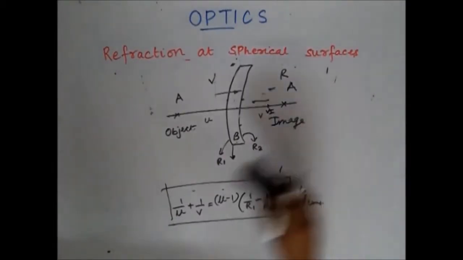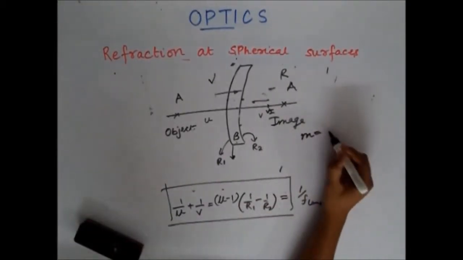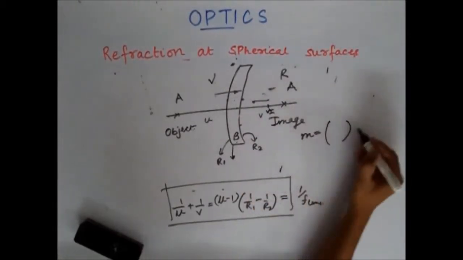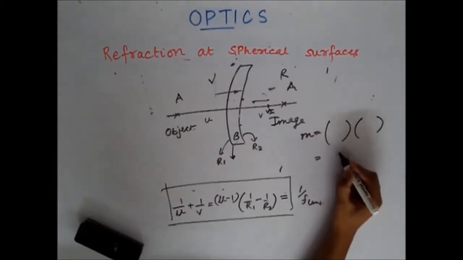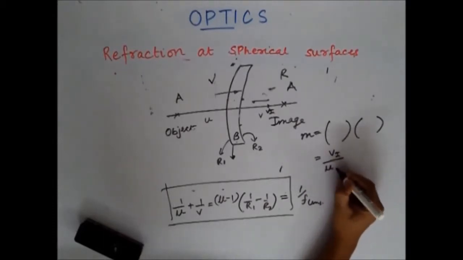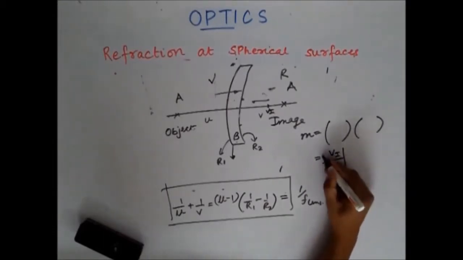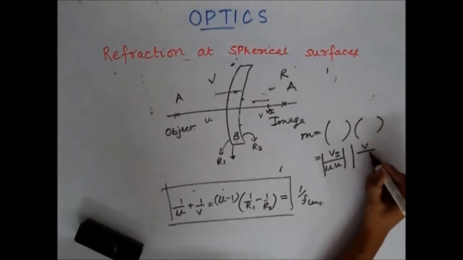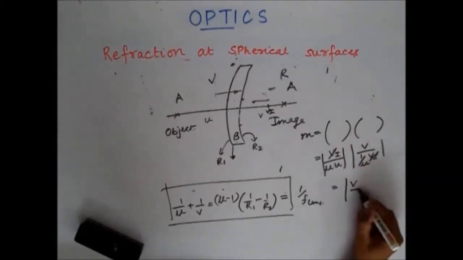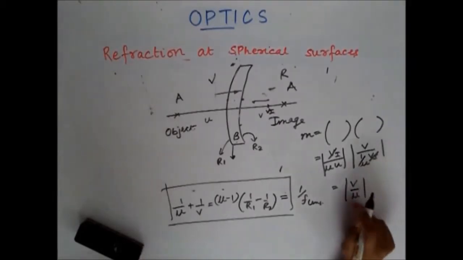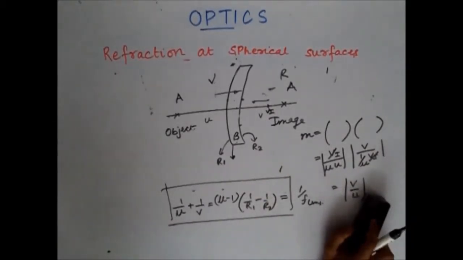Now what is the magnification produced? The magnification produced is the product of the magnification produced by the first refracting surface multiplied with the magnification produced by the second refracting surface. Now what is the magnification produced by the first refracting surface? It's Vi by mu u mod. By the second refracting surface, V by mu is 1 by mu in this case into the image location was Vi. So you see that I get the final magnification as V by u. Okay, so this is the magnification produced in case of a thin lens.